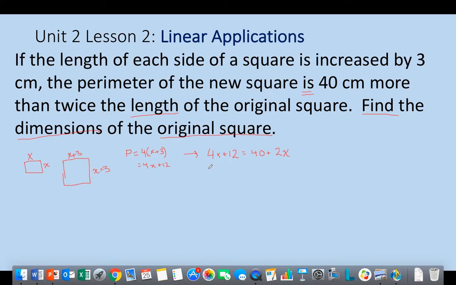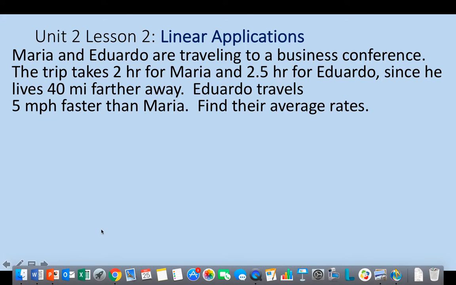We subtract 2x from both sides, and we wind up with 2x equals, well, 40 minus 12 is going to be 28. And then divide both sides by 2, and we get x equals 14. Okay, and so if we need to, we could write a therefore statement. We could say, therefore, the length of the dimensions of the original square is 14 centimeters. All right, that's it for number 1.